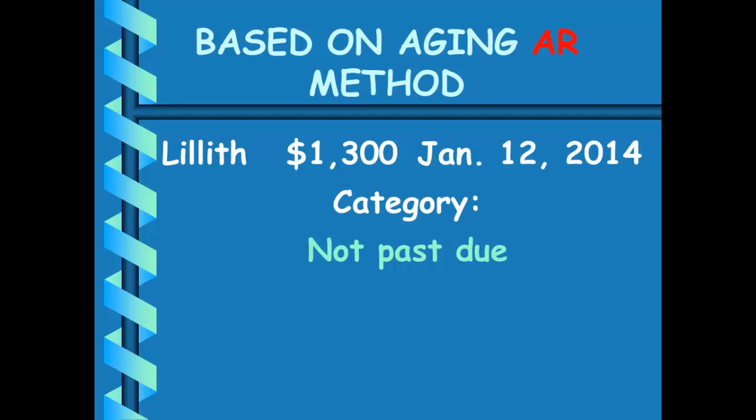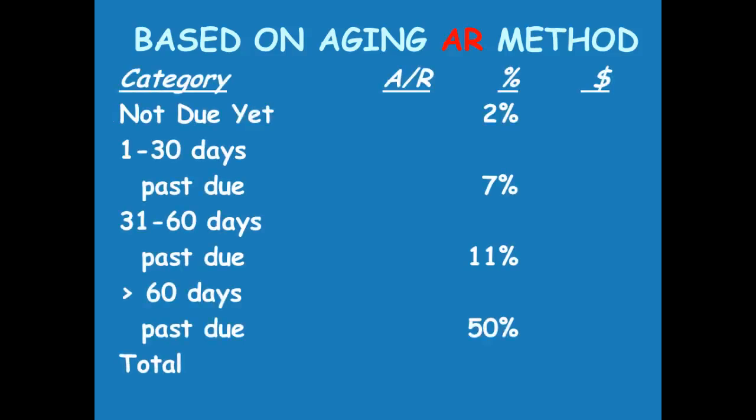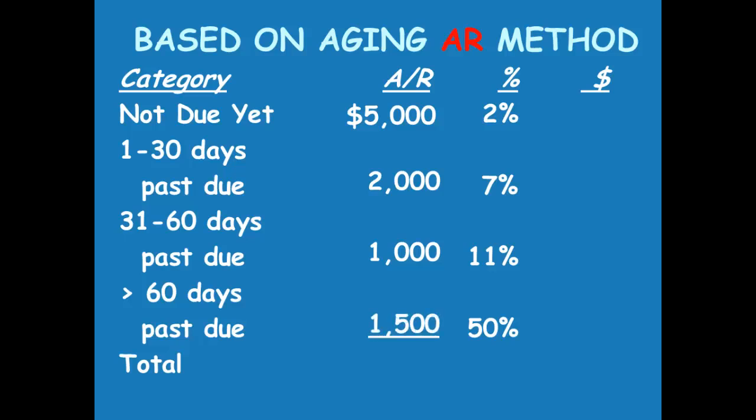The next thing we want to do is to add up the amounts in each category. In the not past due category, I believe we had two, didn't we? $3,700 and $1,300. So I have a total then of $5,000 that is not past due. 1 to 30 days, I believe I just had one in that category. Agreed? $2,000. 31 to 60 days, just one, $1,000. And more than 60 days, again, I just had one, or $1,500. I right now have customers who owe me $9,500.